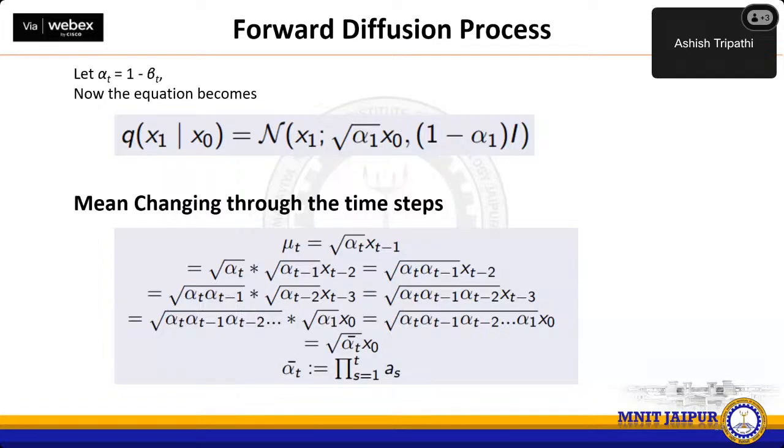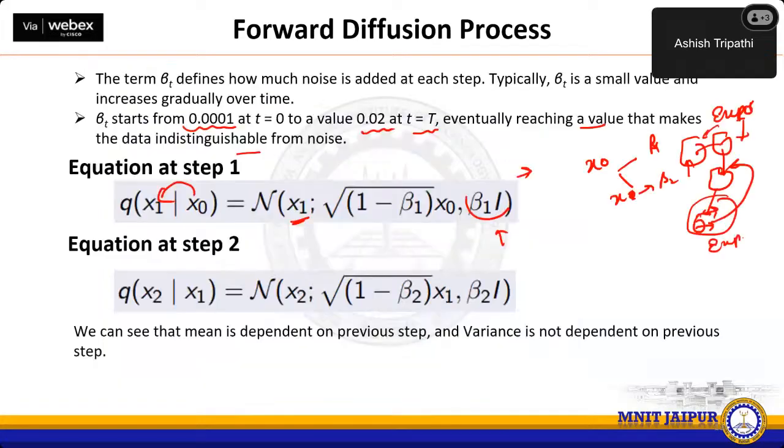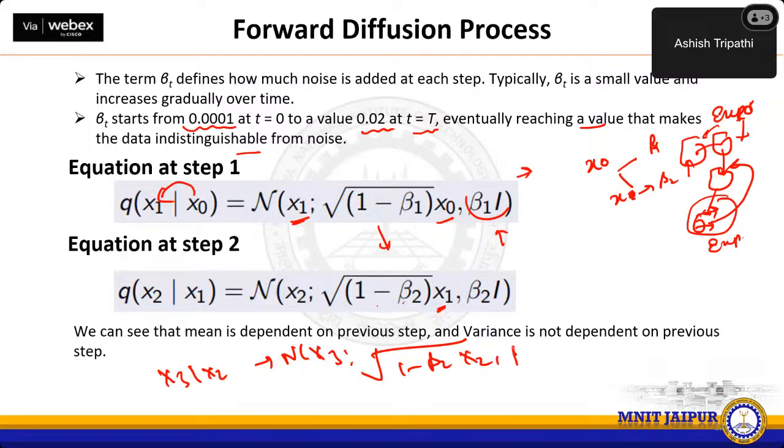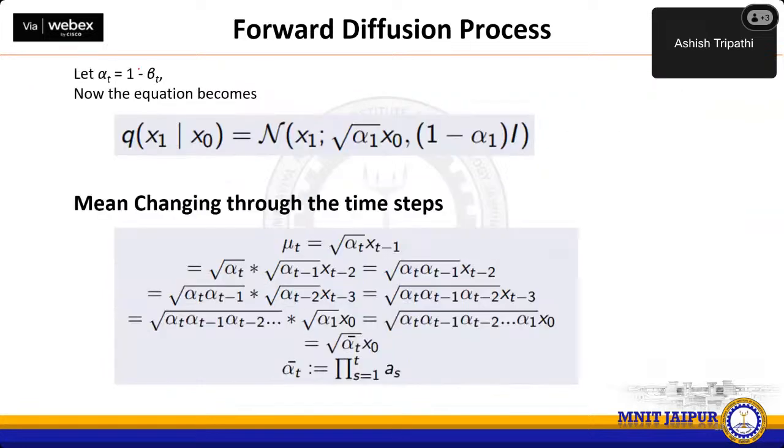Now, if I want to get back to the original equation, x1, I just replace this x0 with x1. I just keep this value, so x2 will be root of 1 minus beta 2 times x1. And again, if I want to know x3 given x2, that will be root of 1 minus beta 3 times x2, like that. But to simplify our mathematical intuition, we can also replace 1 minus beta t with alpha t.